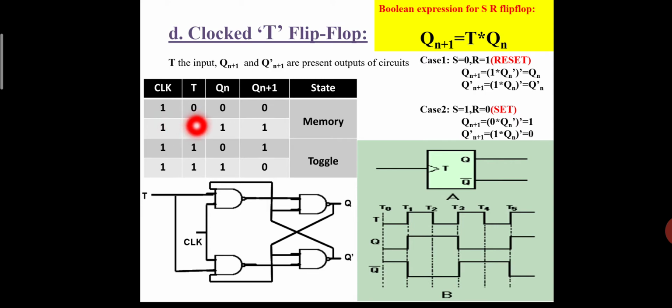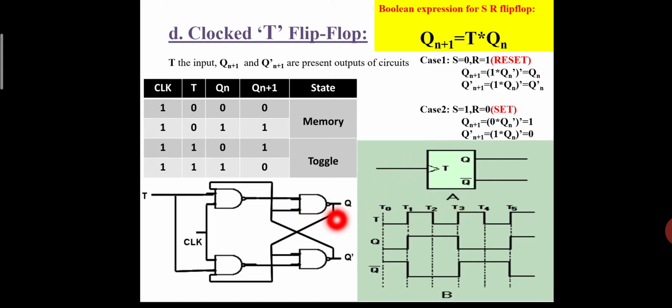So for T input 0, past output is 0, output is 0. If past output is 1, output is 1. If T is high, and the past output is 0 1, the present output must be 1 0. This is nothing but toggling between the past output and the present output. So here 0 1 is there, here 1 0 is there. It keeps on exchanging, that means the output keeps on exchanging the transition from 1 0 to 0 1.